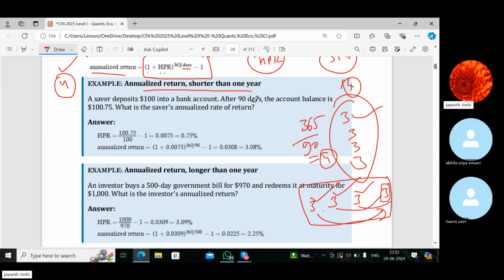So first you find the holding period return. How? You have invested how much? $100. Your stock has become how much? 100.75. Or you have deposited this much in the bank and it has become 100.75 at the end of the year. So 100.75 minus 100, there's no dividend here because this is not a stock of a company, it is just a bank deposit, divided by the invested amount of 100. So you get 0.75% as your holding period return. So you take that here: (1 plus 0.75 by 100) to the power of 365 by 90, minus 1. You get this much as your returns.